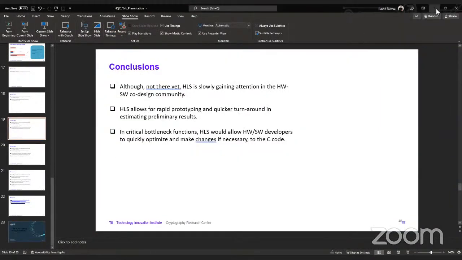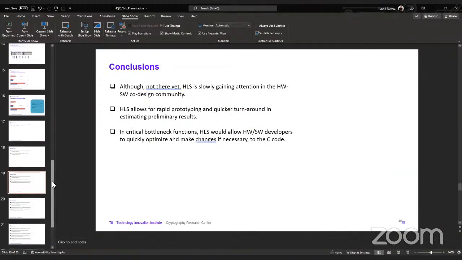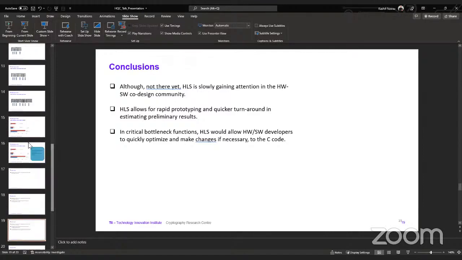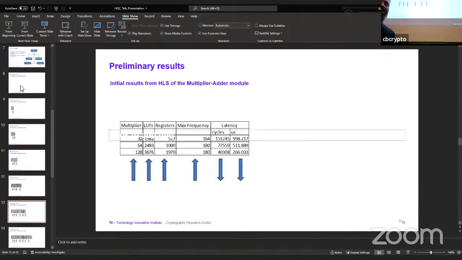I'm sorry, can somebody, I heard part of the question where HLS kind of jeopardizes the security. Which slide were you referring to, please? You may have to come up and repeat the question.